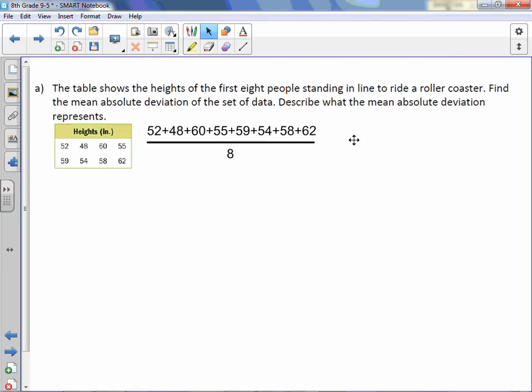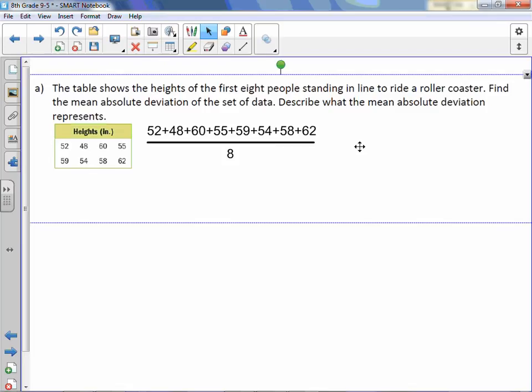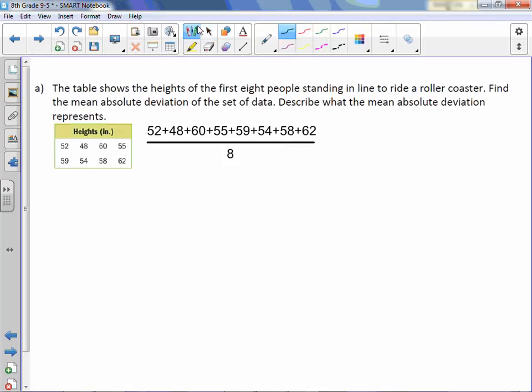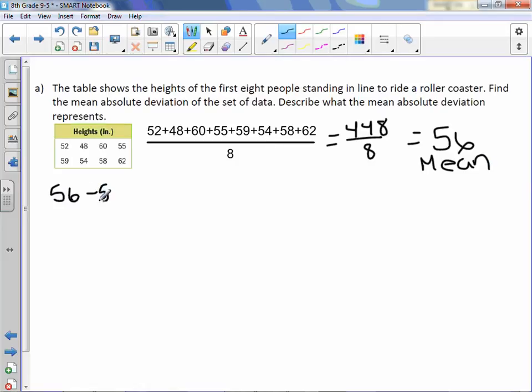When you do that, you get 56. The total up top would be 448 over 8, which equals 56. So the mean is 56. What we need to do is take each data point and subtract it from the mean. So we'll take 56 minus 52, but we'll take the absolute value of that. 56 minus 52 is 4. The absolute value of 4 is 4.